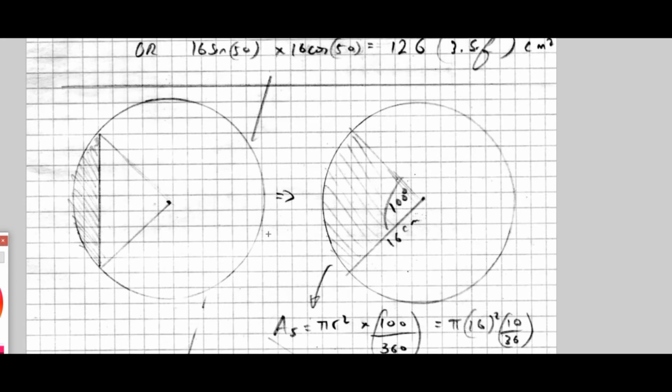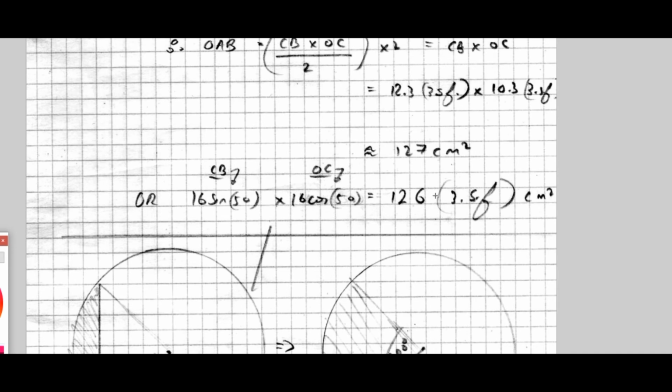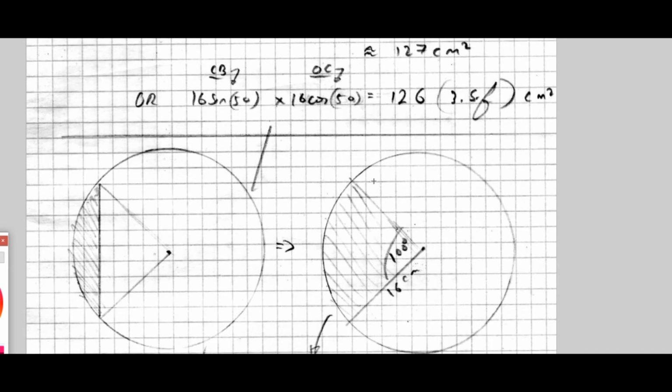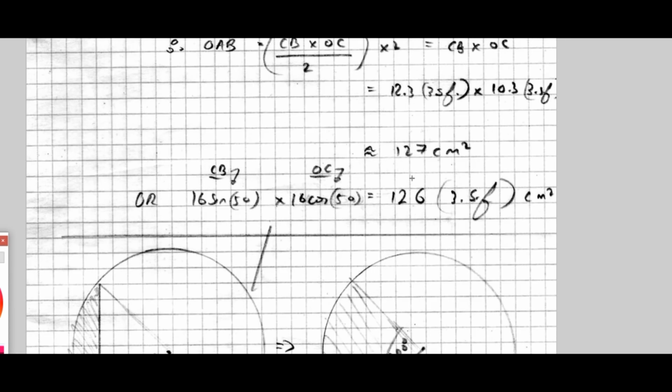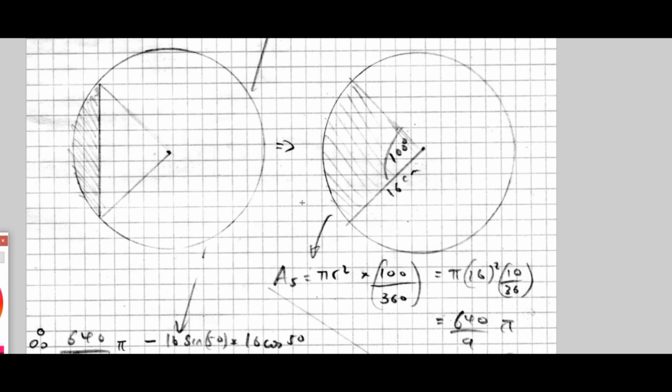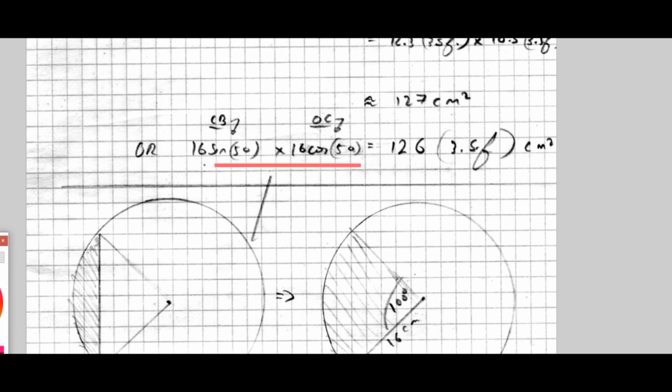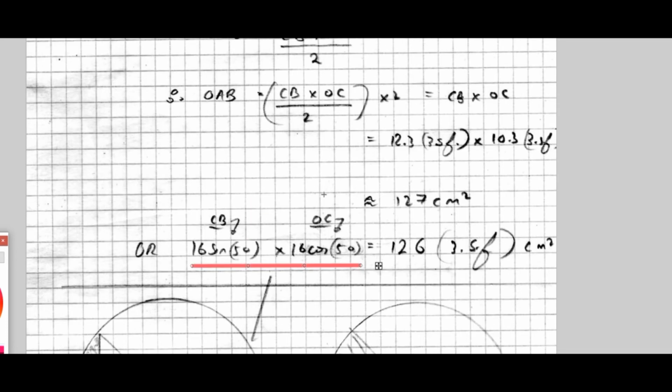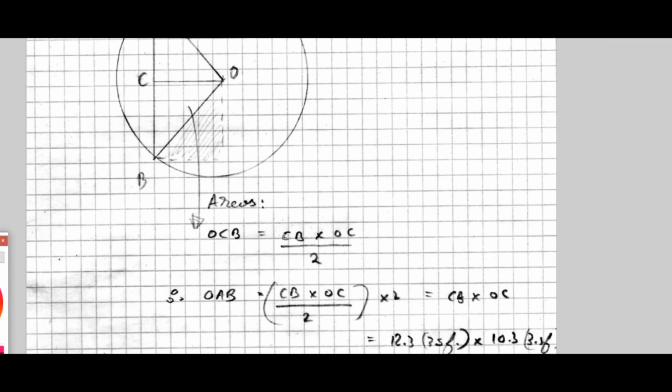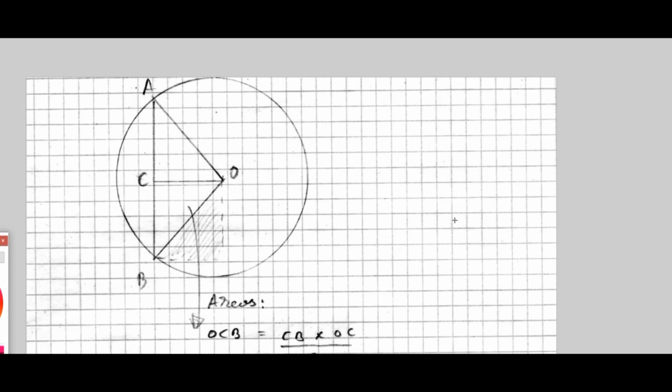And so to remove this triangle, we simply take away the fact that we know it's 126 centimeters squared. Notice how I don't use 126 centimeters squared because it's a simplification. I use this terminology here, this concept of 16 sine 50 times 16 cos 50, and knowing that that is where it came from. That came from the idea of the CB times OCB divided by 2 will give you this, and then you times it by 2 again to find the whole shape.